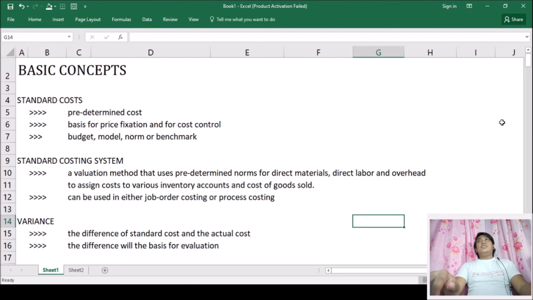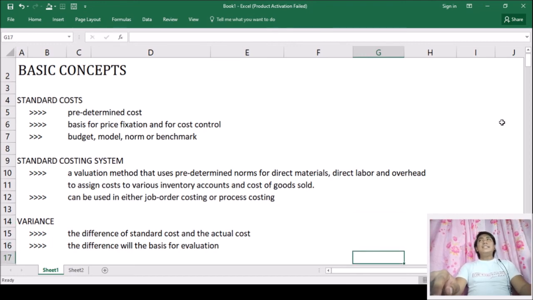Standard costs are predetermined costs, okay? And again, standard costs sometimes are considered budget, model, norms, or the benchmark. And these are the basis for price fixation and for cost control. Then we have what we call the standard costing system, a valuation method that uses predetermined norms for direct materials, direct labor, and overhead to assign cost to various inventory accounts and cost of goods sold. This costing system is used by job order costing or by process costing.